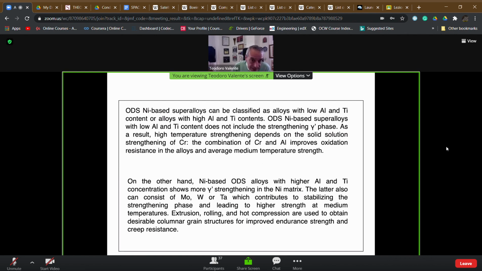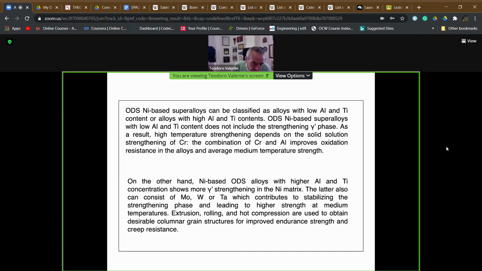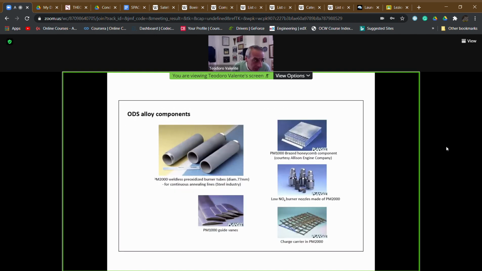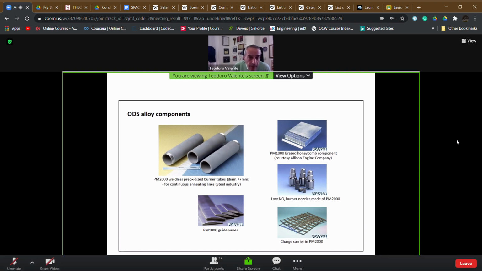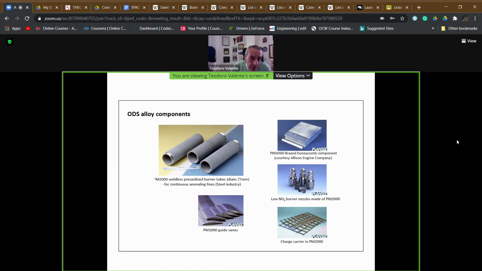ODS, nevertheless, have found, and now we are talking about practical application, other fields due to their properties of higher resistance to temperature. In these cases, most of them are not nickel-based superalloys, but iron-based superalloys. Here you have some examples in which nickel-based superalloys are also included.